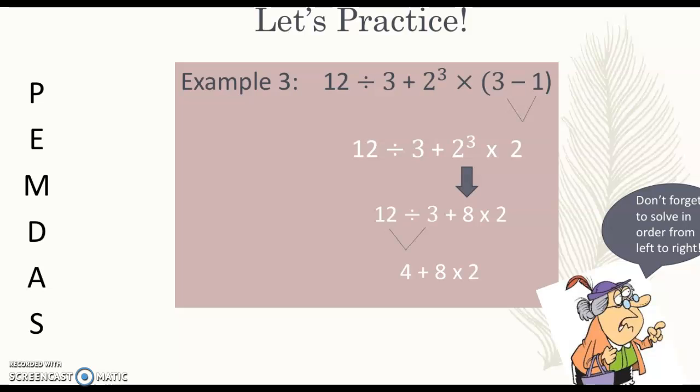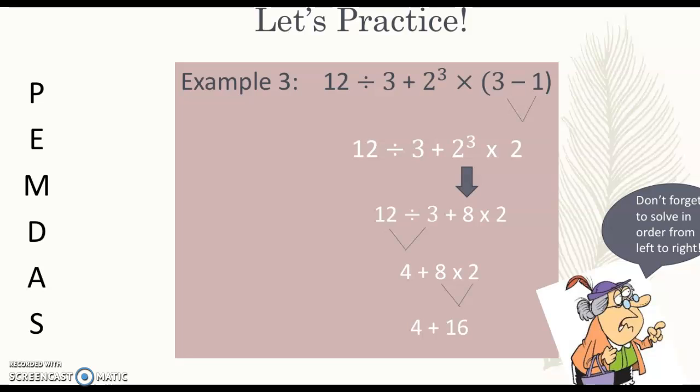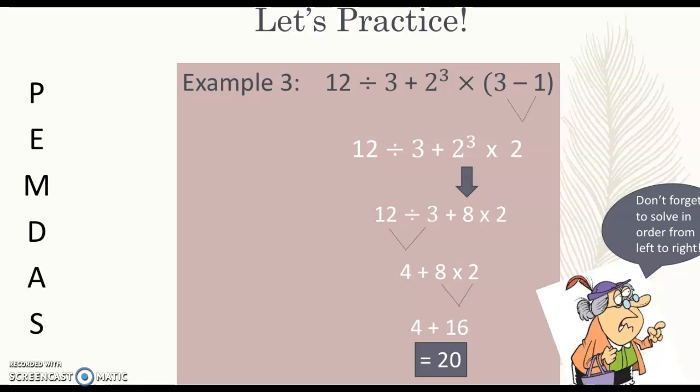Then we have division because that's the next rule going left to right. So 12 divided by 3 is 4 plus 8 times 2. Then we underline multiplication because that's the next rule going left to right, and 8 times 2 is 16, so we bring down 4 plus 16. We get our answer, which is equal to 20, and we put a circle or square around it.